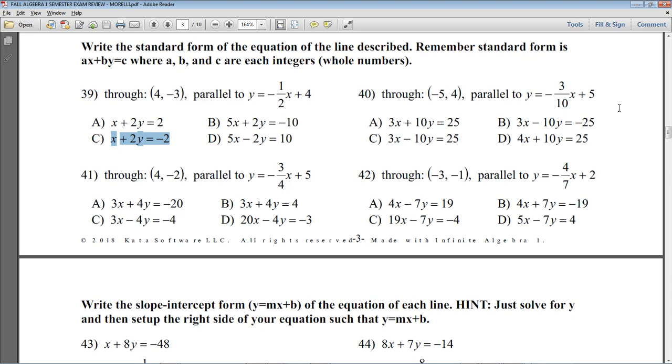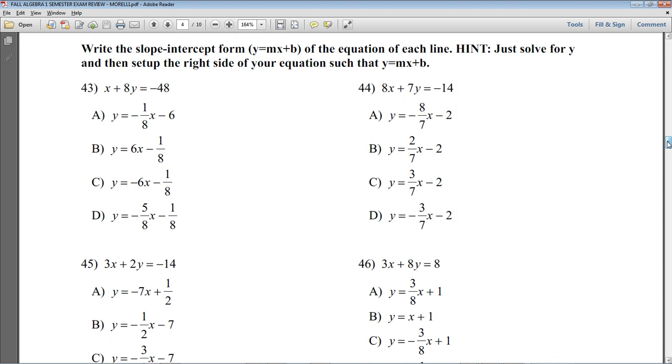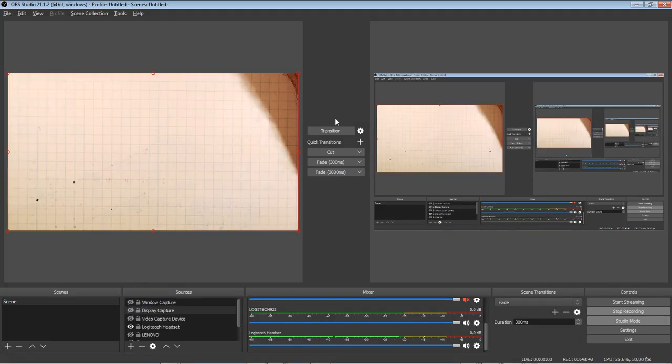Okay, let me share my display with you. All right, so now I'm going down to number 43. Write the slope-intercept form equation of the line. Hint, just solve for y. Okay, so this time we're gonna work backwards. We're given a standard form equation and we're gonna turn it into a slope-intercept form equation. So number 43, we are given x plus 8y equals -48. All right, and we're going to convert that to slope-intercept form.